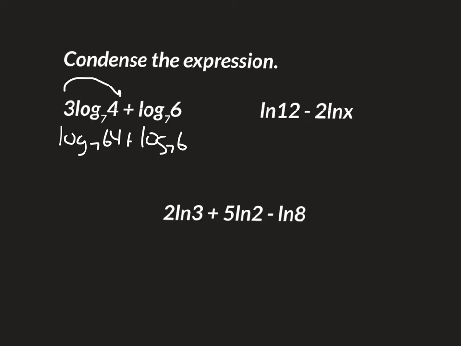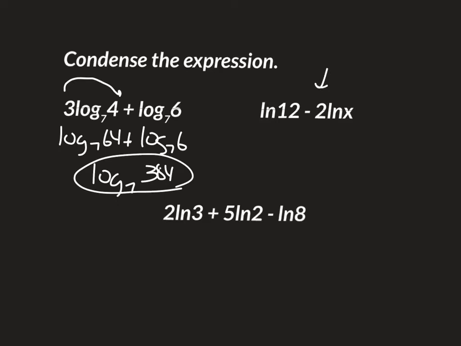And also remember, when you see addition of logs, that means multiplication. So I'm going to finish up by saying log base 7 of 64 times 6, which I'm about to punch in my calculator. 64 times 6 is 384. So log base 7 of 384. And that's all you do, just convert 2 logs into 1.